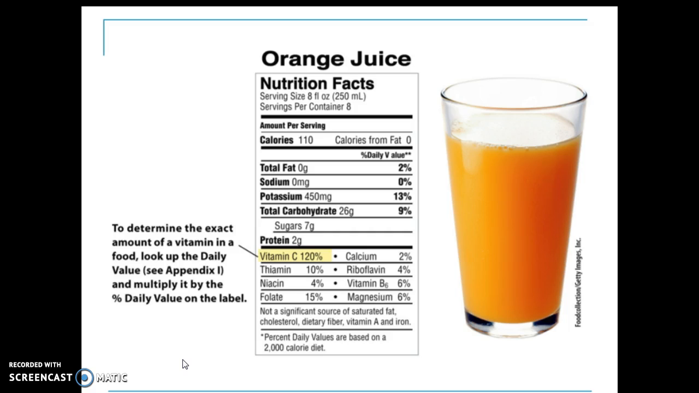So if you determine the exact amount of a vitamin in a food, you have to look up the daily value that's in Appendix 1 in your book and multiply it by the percent daily value on the label. You might see a problem like this on your test bank questions, so just make sure you're able to calculate those values, and you might want to just bookmark Appendix 1 for that exam.